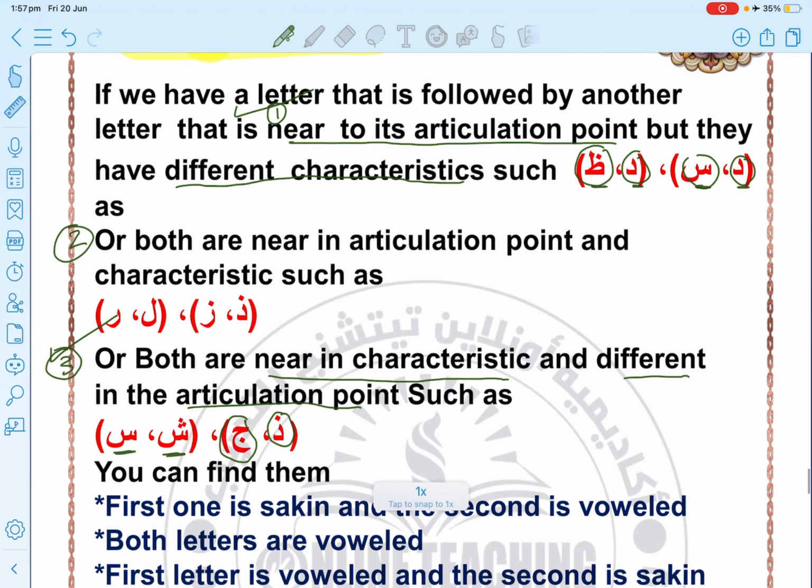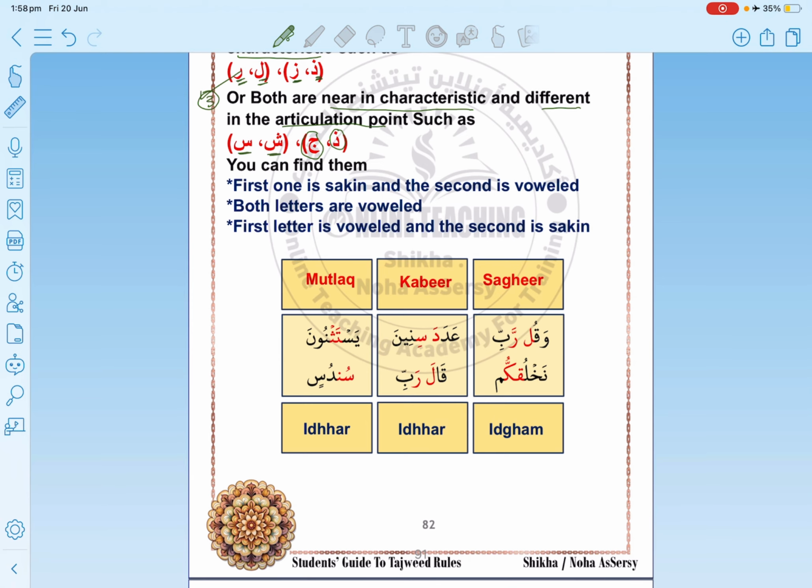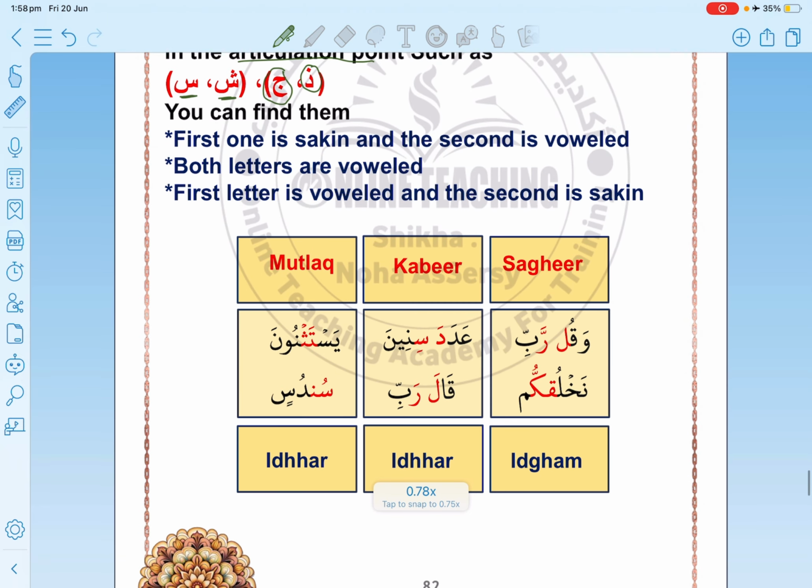Now let's move to case number 2. In case number 2, both are near in articulation point and characteristics, such as dal and zay, lam and ra. For dal and zay, both are near in their articulation points and characteristics, and lam and ra as well. Now here we will divide them into 3 like the Mutajanisan and the Mutamathilan: the صغير, the kabir, and the mutlaq. Let's start with the صغير.